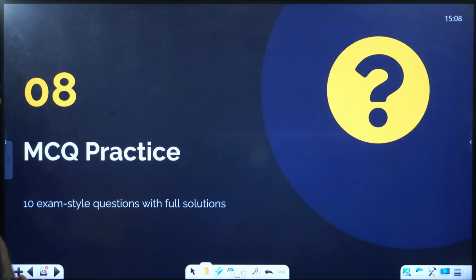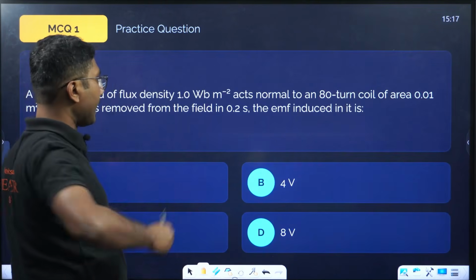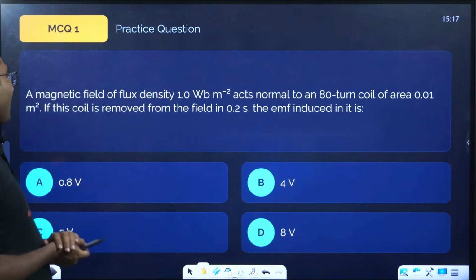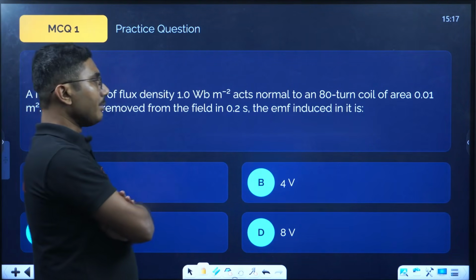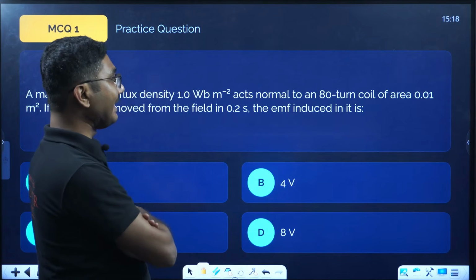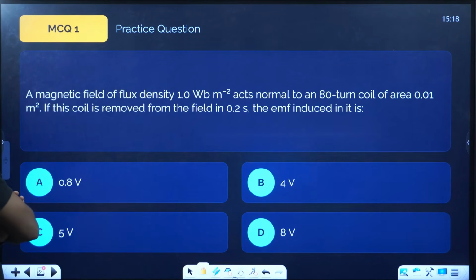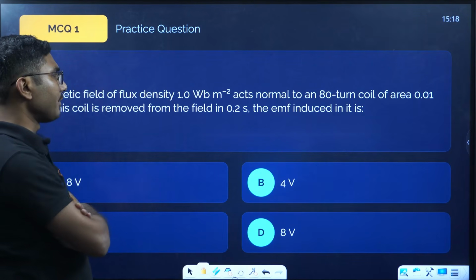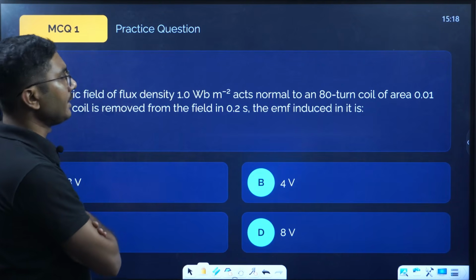Now it's time for some MCQ practice. So now let us solve 10 MCQs one by one. Question number 1. A magnetic field of flux density 1 Weber per meter square acts normal to an 80 turn coil of area 0.01 meter square. If this coil is removed from the field in 0.2 seconds, the EMF induced in it is.